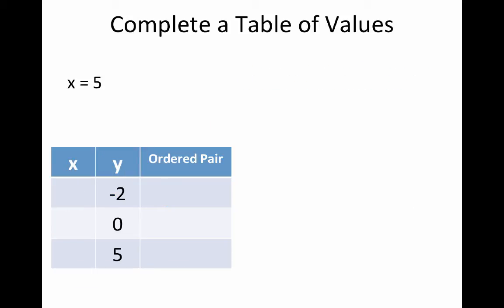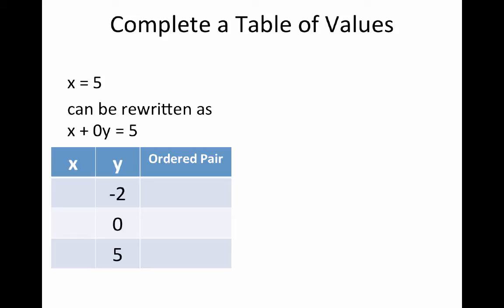Here's another table of values with the equation x is equal to 5. That looks a little strange because there's not a y, but we could rewrite this equation as x plus 0y is equal to 5. Go ahead and pause the video. Find the values for x when y is -2, 0, and 5, and write the values as ordered pairs.